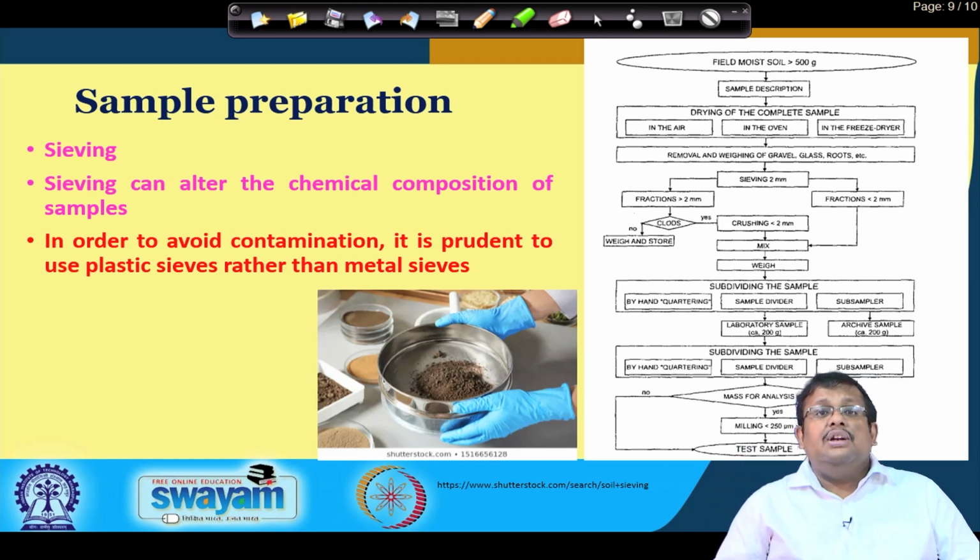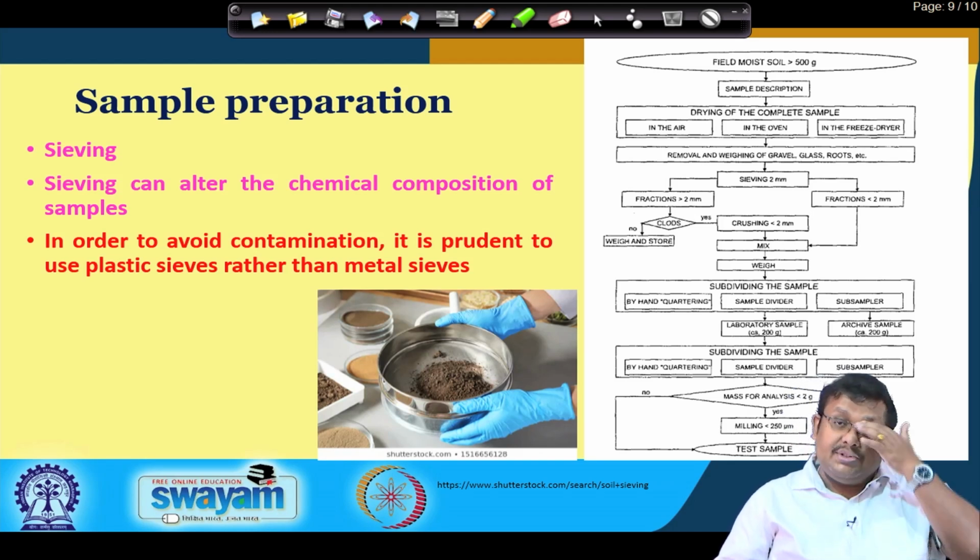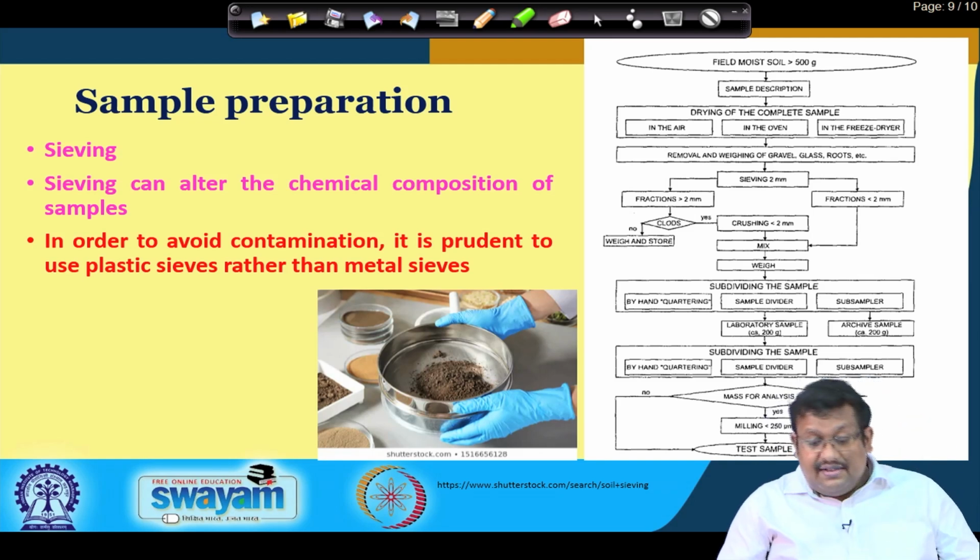Now, sieving can alter the chemical composition of the samples also. Remember that in order to avoid contamination, it is prudent to use plastic sieves rather than metal sieves, although metal sieves are hardier than plastic sieves. However, in case of plastic, there is no chance of contamination from the metals which are present in the metal sieves. So, this is an important point you should consider while sieving the samples.